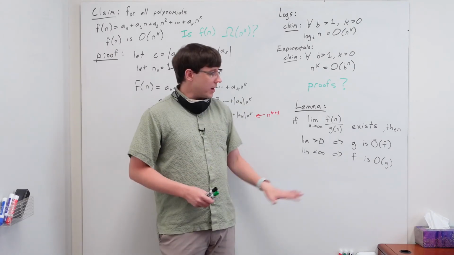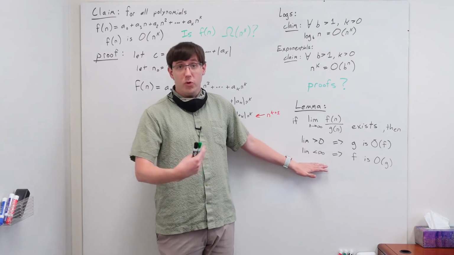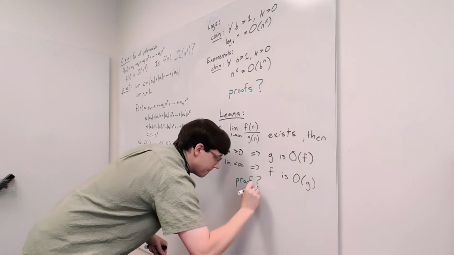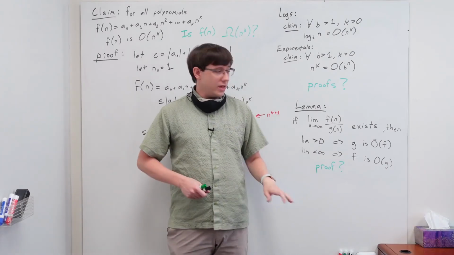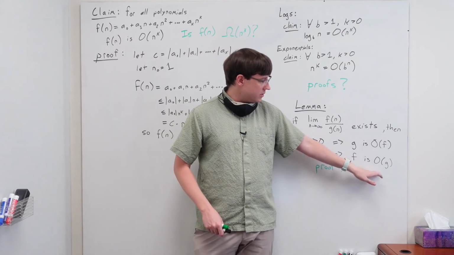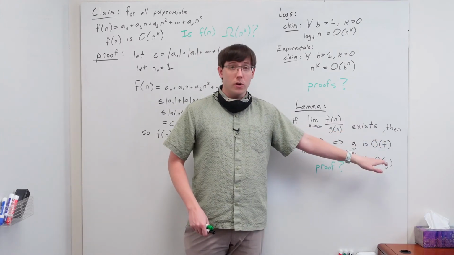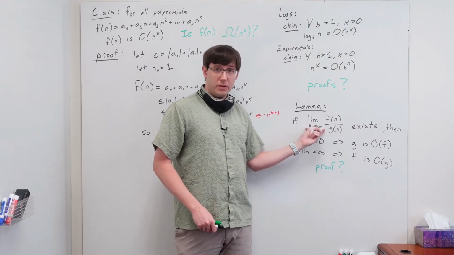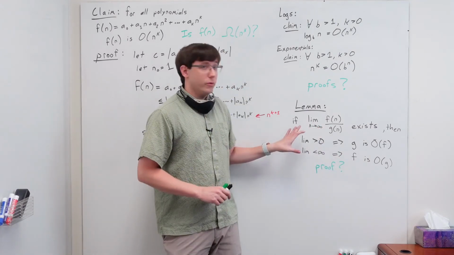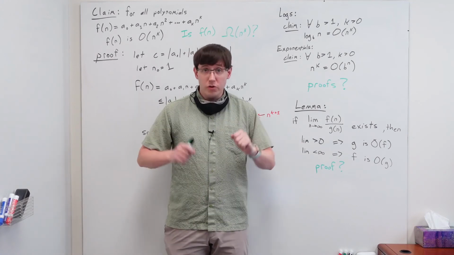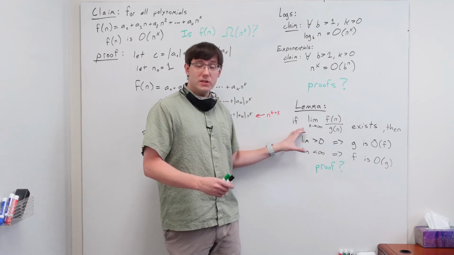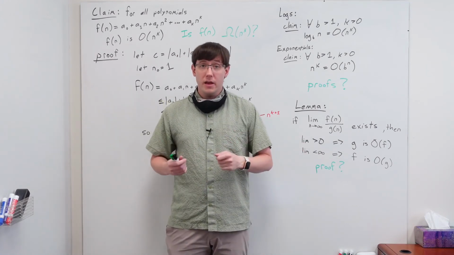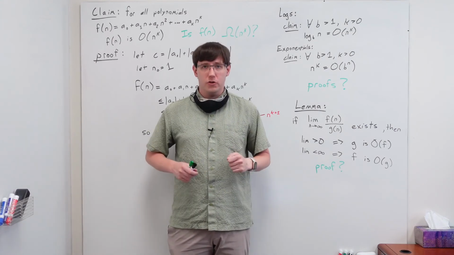We could also think about how we would go about proving this lemma. And the key idea here is that we can extract the constant c that we need for the big O definition from the definition of the limit. Again, I'm not going to go through this proof in detail, but you should feel free to use this lemma in thinking about big O analysis of functions.